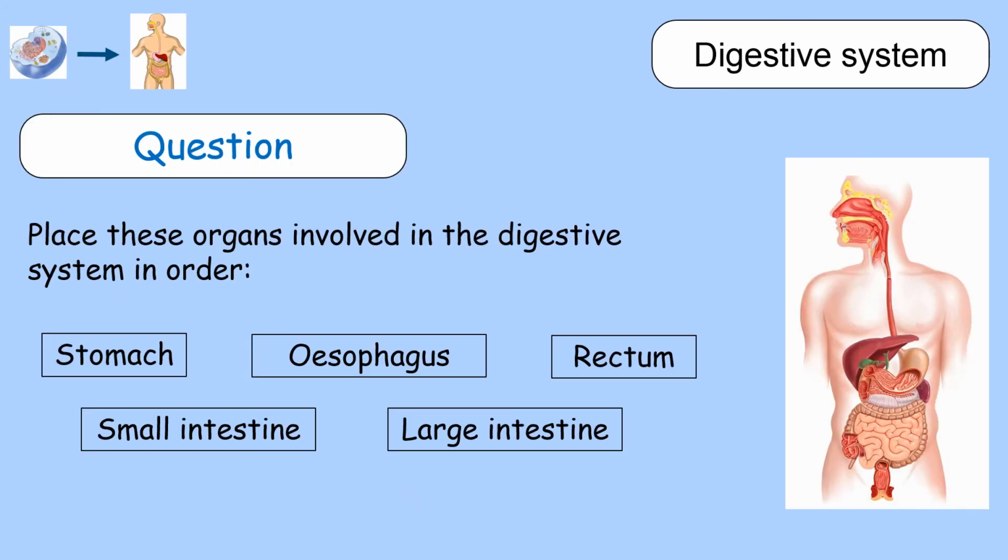Okay, we're just going to have a quick recap quiz here. So what I want you to do is place these organs involved in the digestive system in order. So that's an order of how food passes through them in the digestive tract. I'm going to leave you for a few seconds, and I want you to try and think about how these 5 organs are in order in the digestive system.